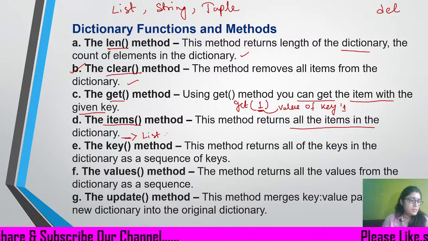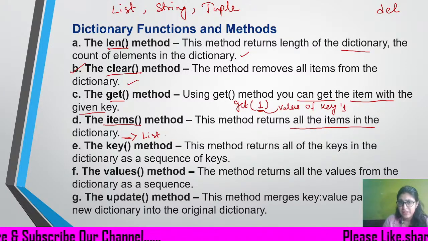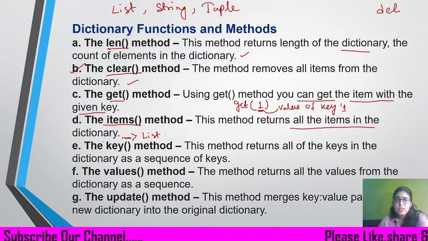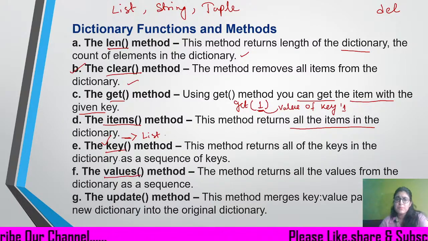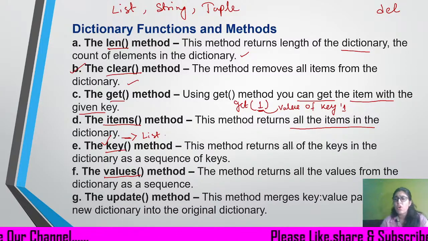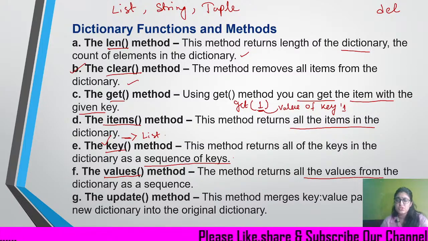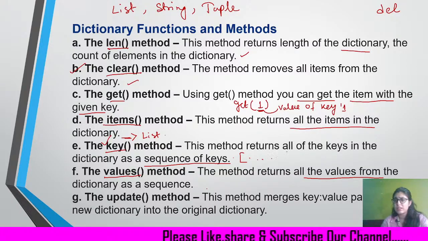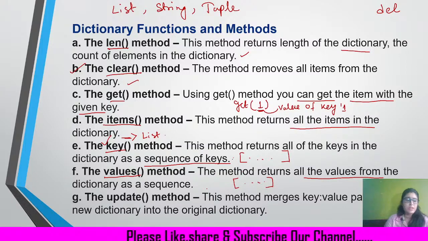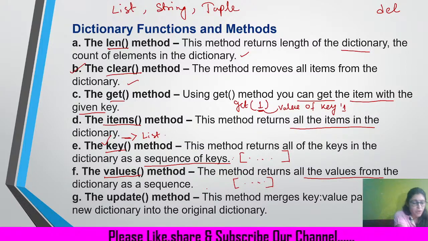Next we have the keys method and the values method. These two are very important. The keys method will return all the keys from the dictionary in the sequence of a list, and the values method will return all the values from the dictionary in a sequence. Both of these will return in a list format. Remember this.